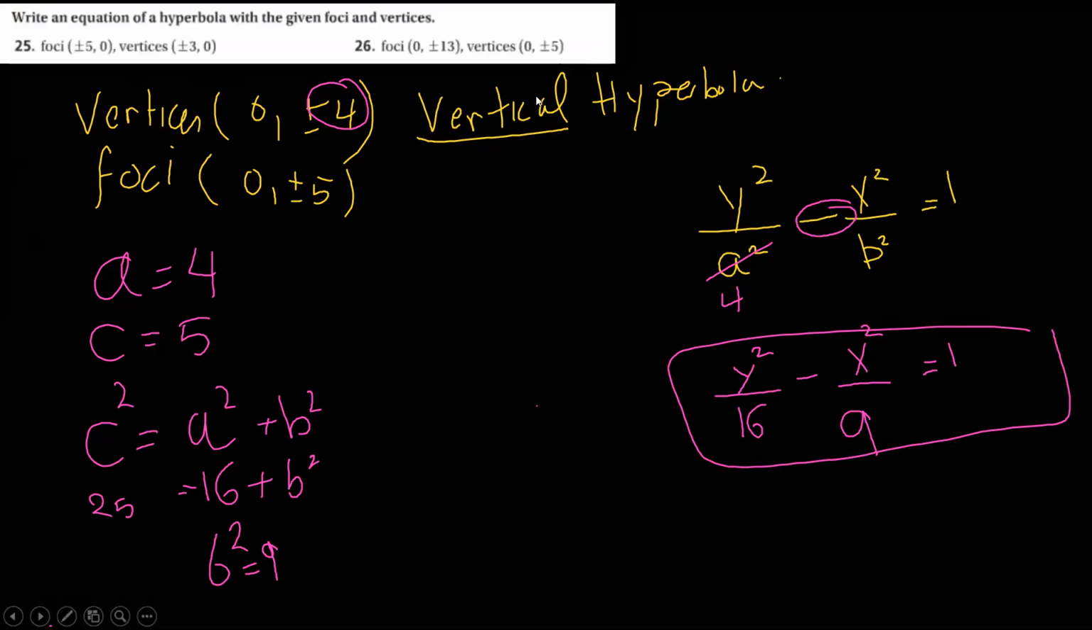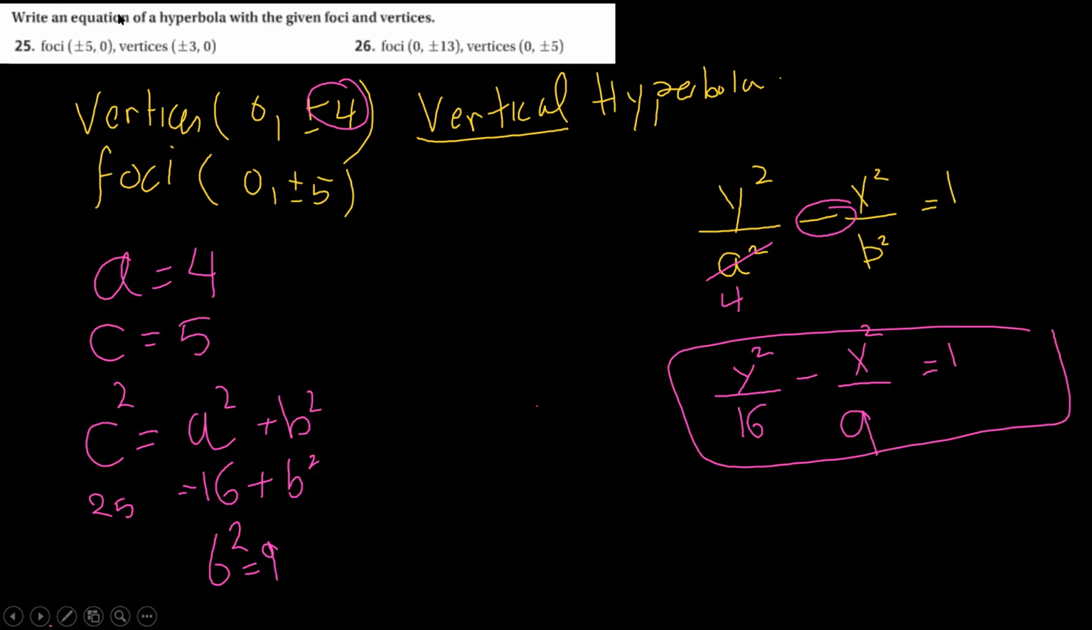Now, look at this one here. Write an equation of a hyperbola with any given foci and vertices.